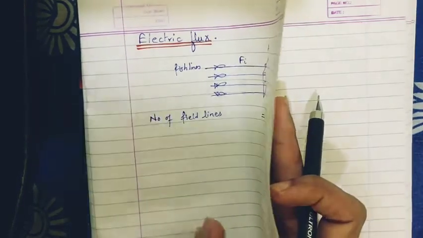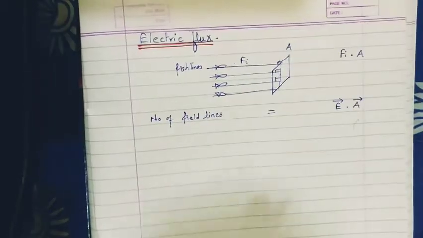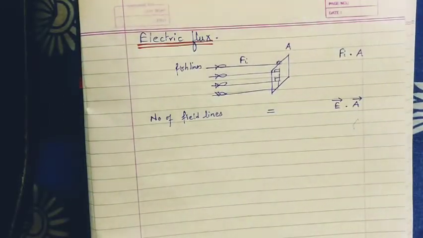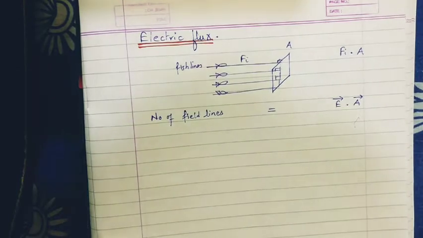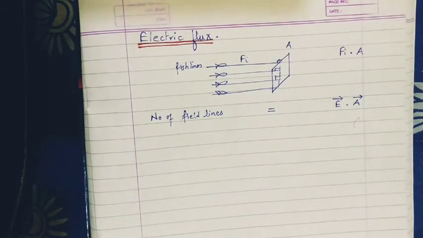So it is the number of field lines or the lines of force passing normally from that area, at 90 degrees. That is nothing but the electric flux. So this is your definition of electric flux. So now let us come down to the formula of electric flux.